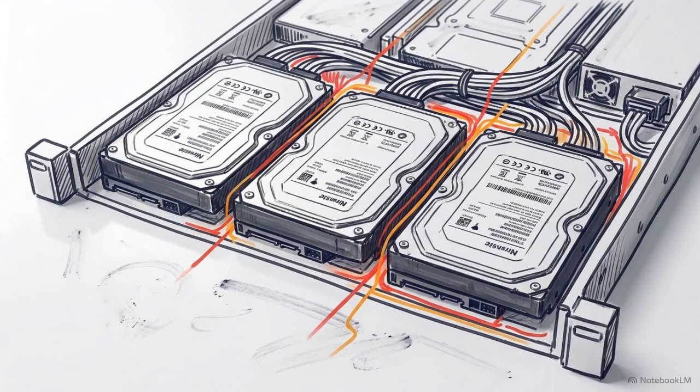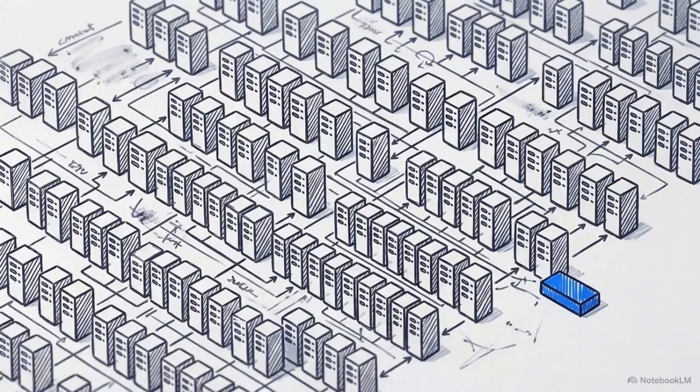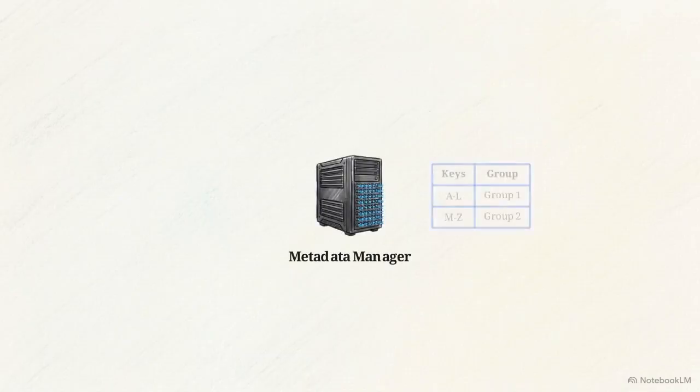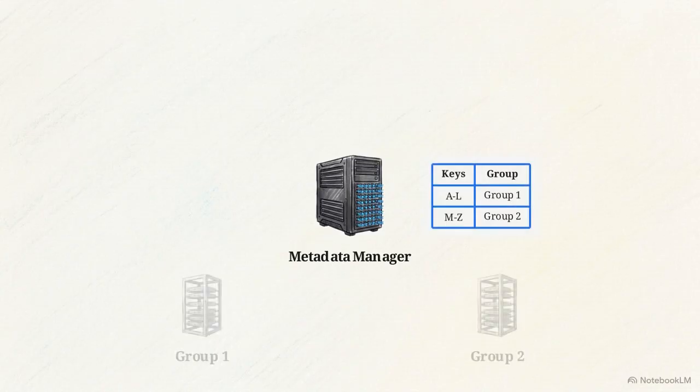A single replication group is physically constrained by the storage capacity of its local hard drives, maxing out around 5 terabytes. To reach petabyte scale, we must partition our dataset across thousands of independent replication groups. How does a client request find the correct group? We introduce a metadata manager, the centralized brain of the cluster. It holds a map linking alphabetical key ranges to assigned replication group IDs.